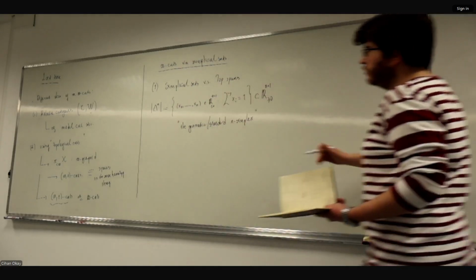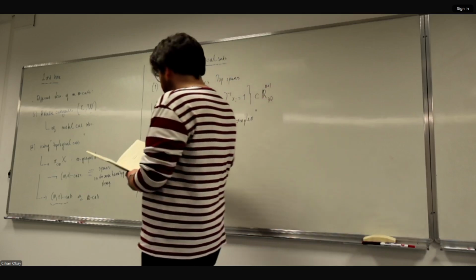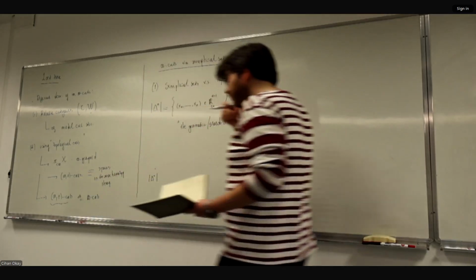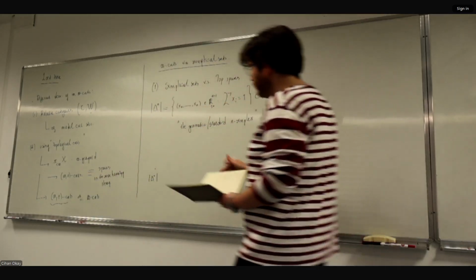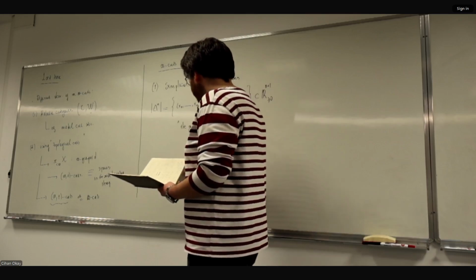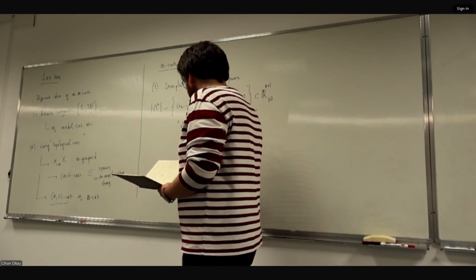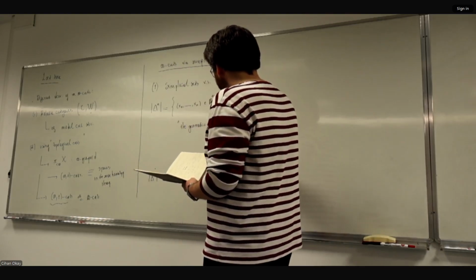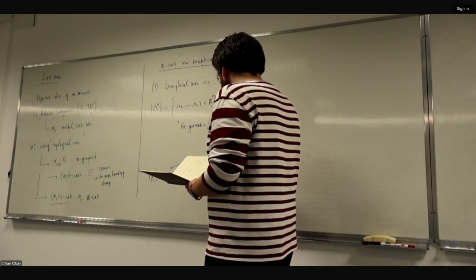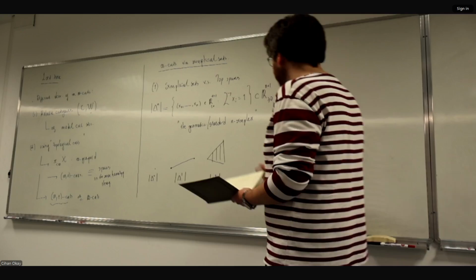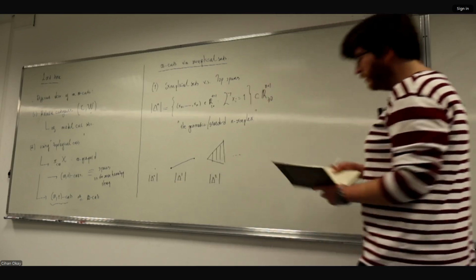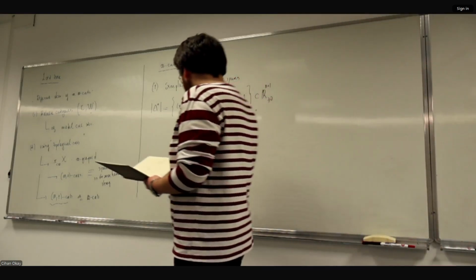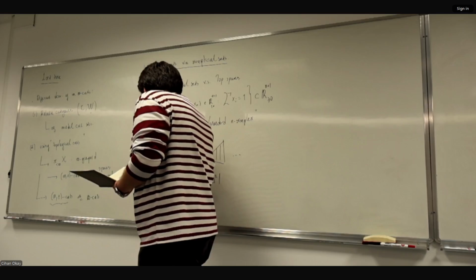You also have some maps, but first the pictures. When n equals 0, you only have just a point. When n equals 1, you have a line segment, something like this. When n equals 2, something like this, a triangle, and it goes on like that. And also you have the usual maps.